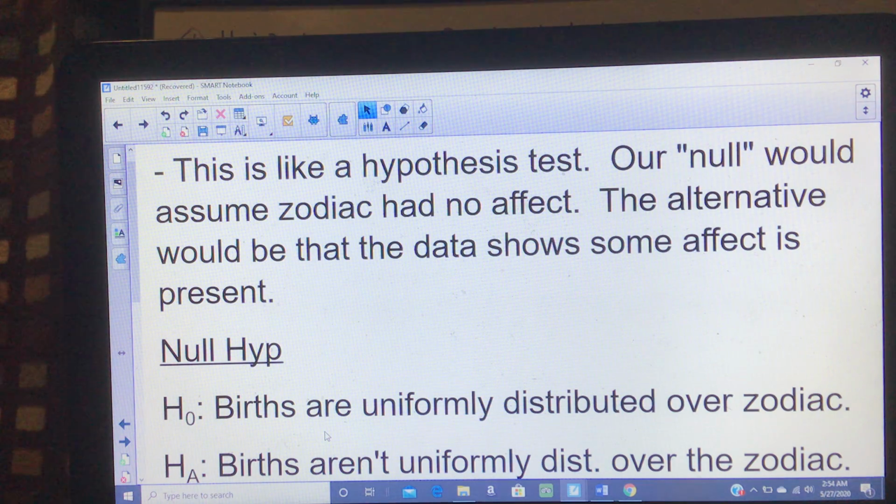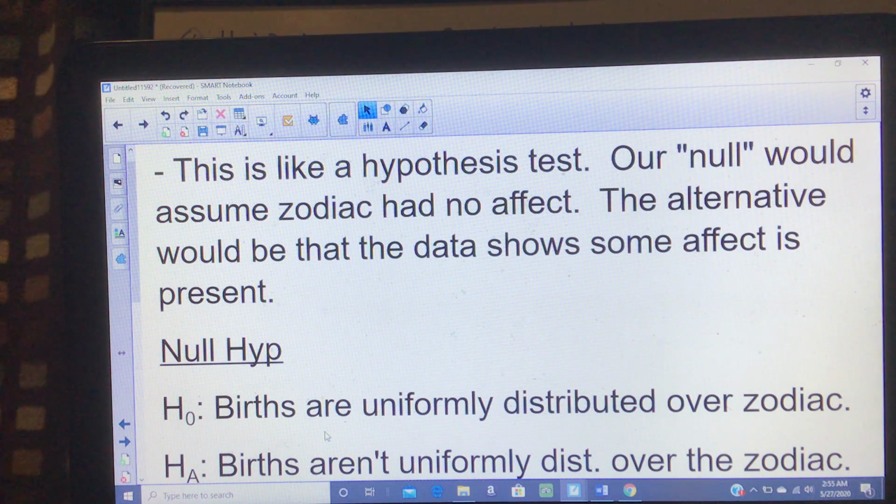Our null is going to be the normal state of affairs. So what would be normal is that the zodiac has no effect, and things would just be randomly distributed, or evenly distributed. So our null would assume the zodiac had no effect. If for some reason we could show that the null isn't likely true, then the alternative would be that the data shows that there is some effect present. So when you do chi-squared tests, when you do the null and alternative hypotheses, you put them in words, because it's a little annoying to go Aries would equal Taurus, would equal Gemini, would equal whatever. So what we're going to do is say it in words.